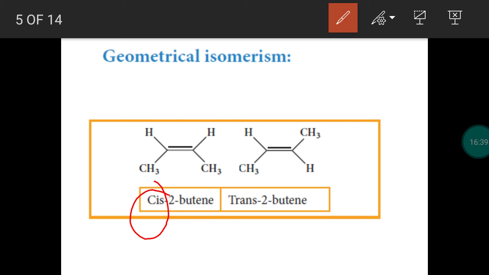Next, this is also 2-butene. The similar hydrogen atoms are lying on opposite sides. The same way, the two similar methyl groups are lying on opposite sides. It is called trans. So cis represents the same side, trans represents the opposite side. You take cis-2-butene and trans-2-butene, both have the same molecular formula C4H8, but the arrangement of atoms and groups is different in space. So these are geometrical isomers or cis-trans isomers, and the property is known as geometrical isomerism or cis-trans isomerism.